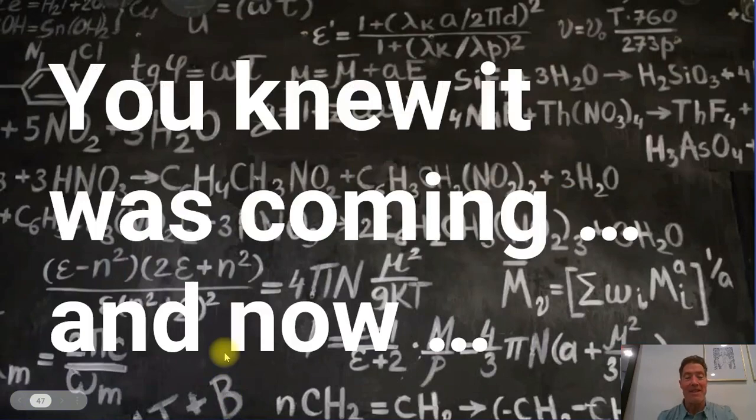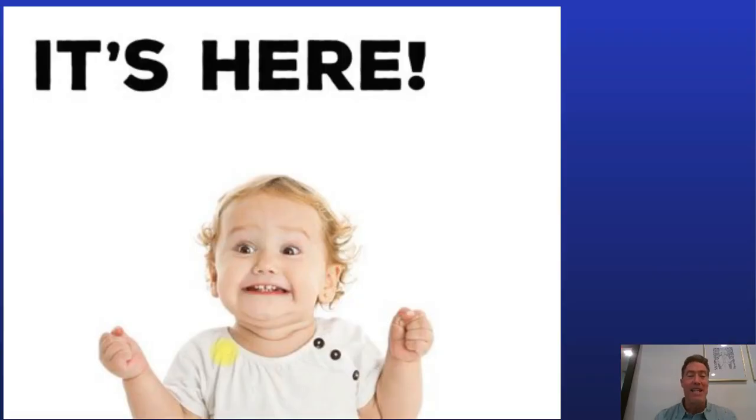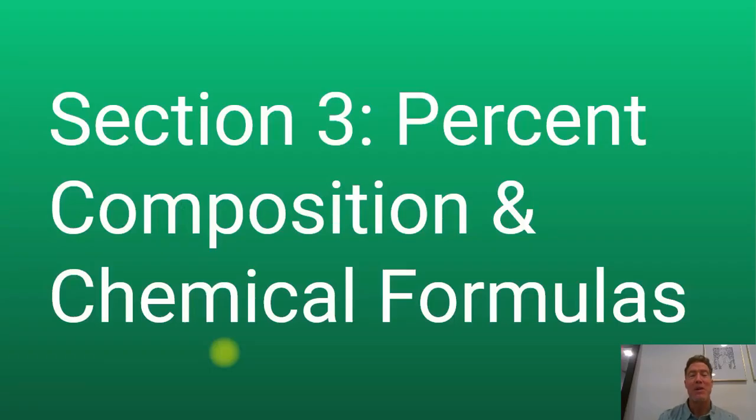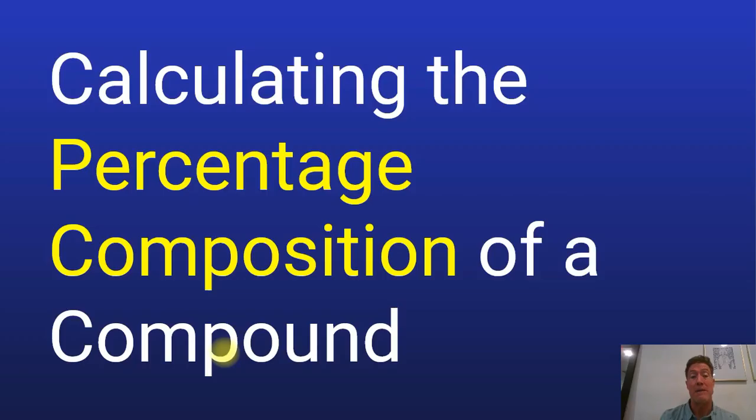And now the math. It's finally here. Let's start with percent composition. So we can calculate percent composition, and from that we can calculate chemical formulas. All right, let's start with the first. How do we calculate the percent composition of a compound?